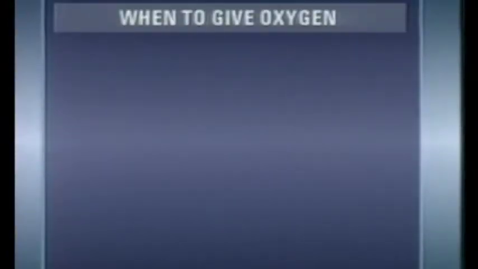We will consider when to give oxygen to a child with an acute respiratory infection. The following clinical signs are used to recognize when oxygen is needed to treat a child. The presence of any one of these signs indicates a child needs oxygen. There are two main signs.